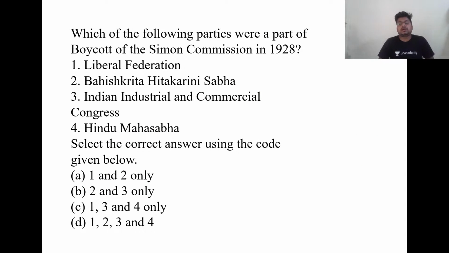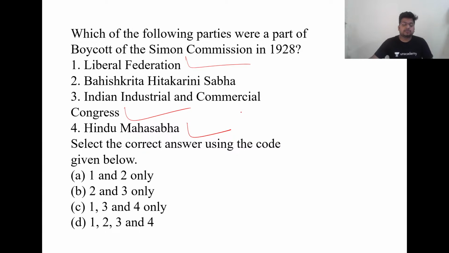Which of the following parties were part of the boycott of the Simon Commission, 1928? Liberal Federation. Of these, the Bahishkrit Hitakarini Sabha did not boycott it. The Indian Industrial and Commercial Congress and the Hindu Mahasabha, these three boycotted the Simon Commission. Right? What is the Simon Commission?